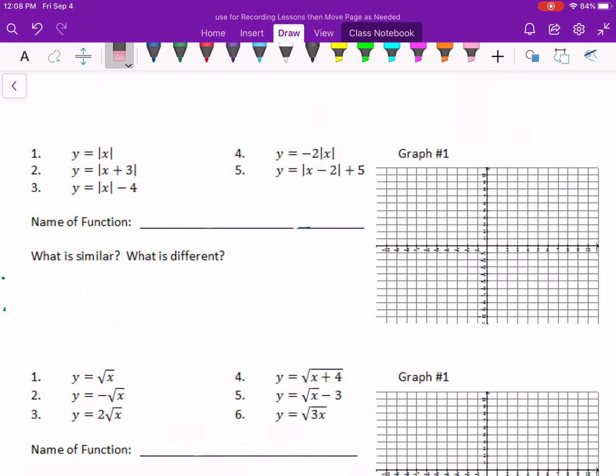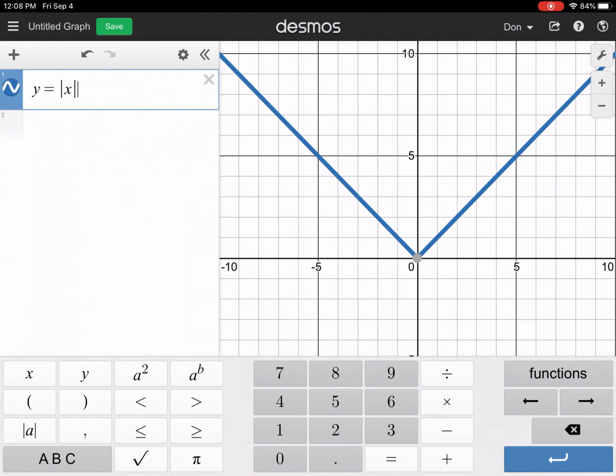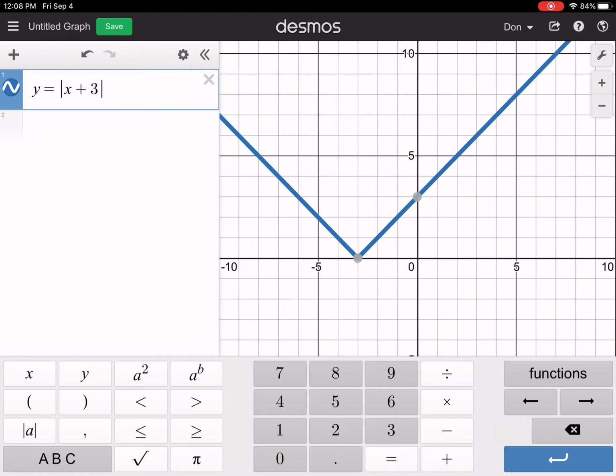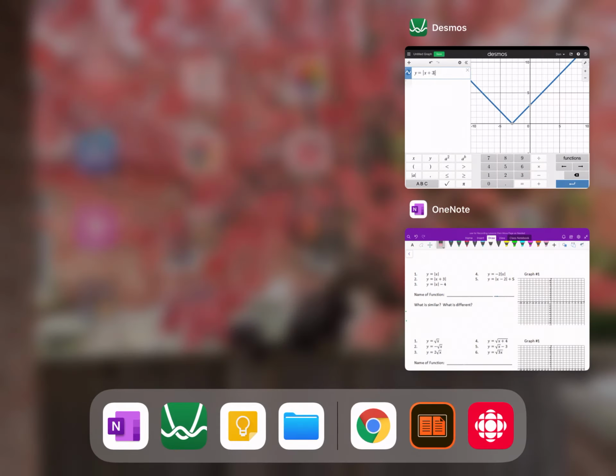But then if I want to do y equals absolute value of x plus 3, okay, no problem. Just go back, and I can even just adjust it. I don't have to start over. I can just type it in there. What's happened? Things have changed, right? Sketch that one. Still a V shape.